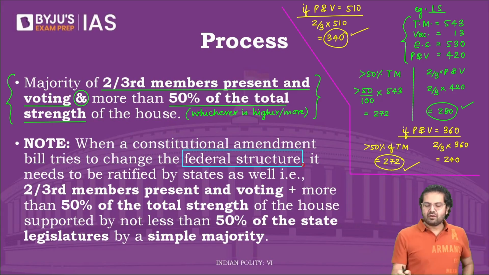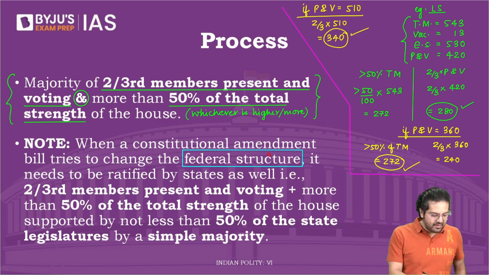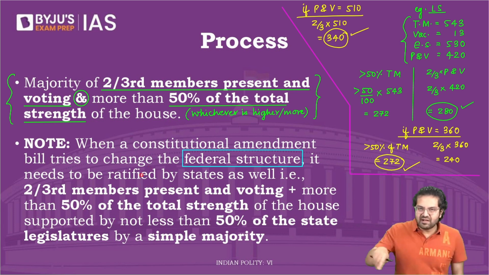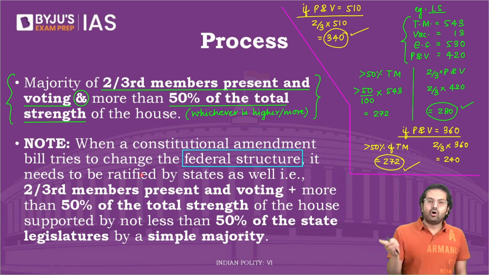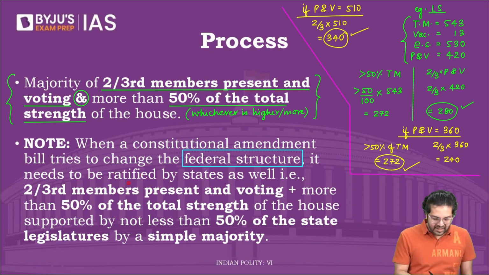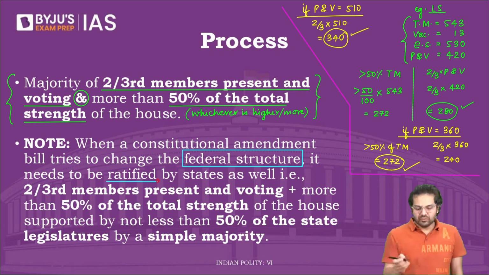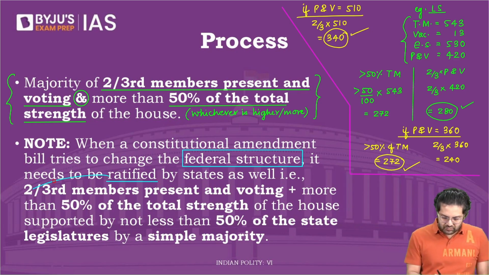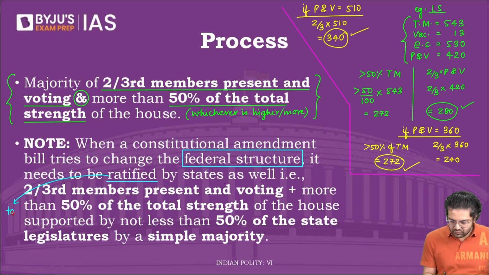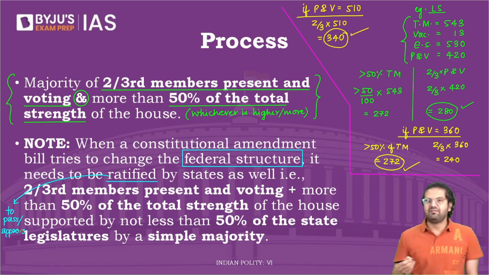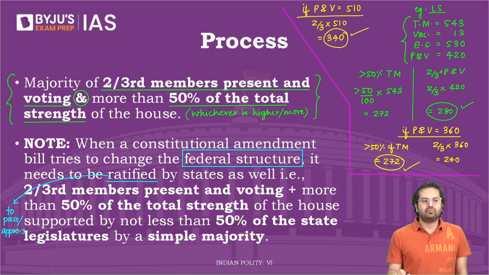So whenever a constitutional amendment bill tries to change the federal structure, you also have to ratify. Ratify means to pass. Remember this word. This word is important. Ratified is a very commonly used word. Ratify means to pass or approve, by states also.